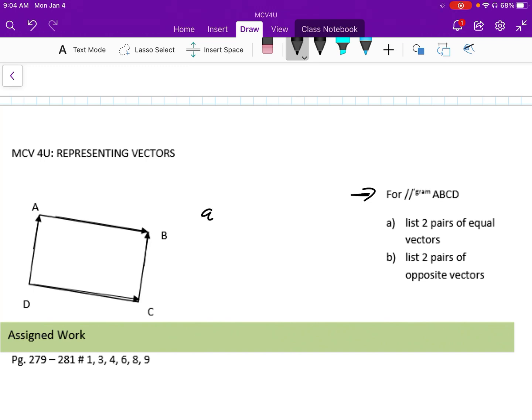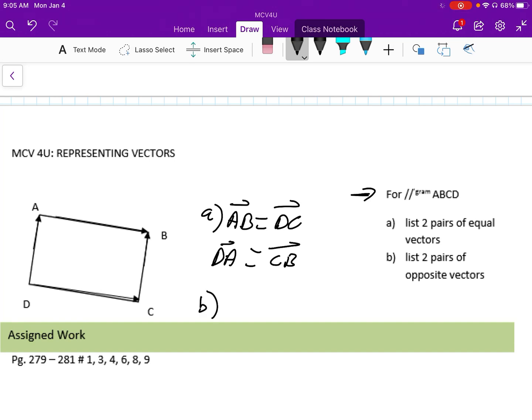So what we have for equal pairs of vectors, listing 2 pairs of equal vectors, we could say that we have the vector AB is equal to vector DC. We could also have that vector DA is equal to vector CB. Remember, everything in the same direction. Those are just a pair that you could use.